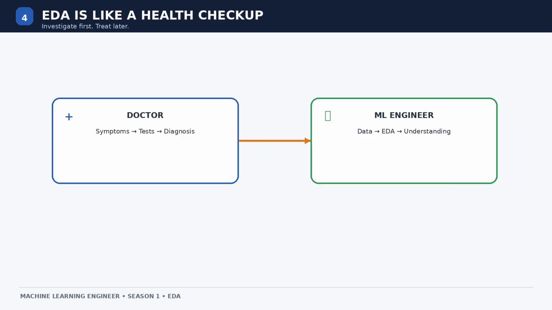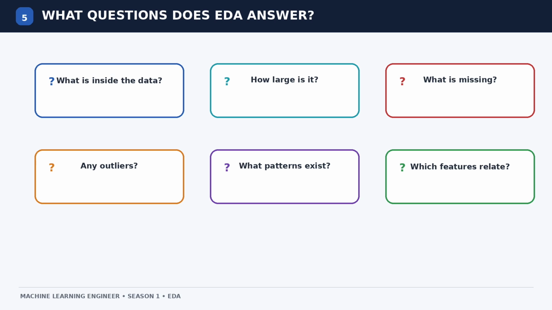Think about visiting a doctor. A doctor doesn't prescribe a treatment just because you walked into the hospital. They ask questions, check your symptoms, and run tests. EDA plays a similar role in machine learning. Before treating the model with algorithms, we investigate the data. During EDA, we are trying to answer a whole set of questions. How many rows and columns do we have? What kind of variables are present? Are values missing? Are there duplicates or suspicious values? What does the distribution of each feature look like? And most importantly, what relationships exist between our features and the target?